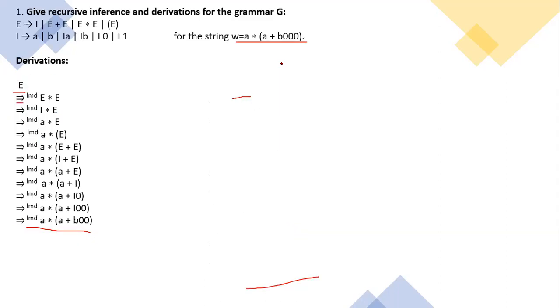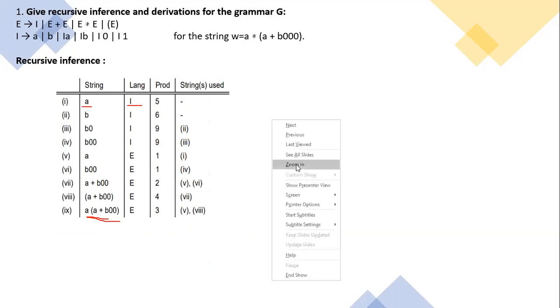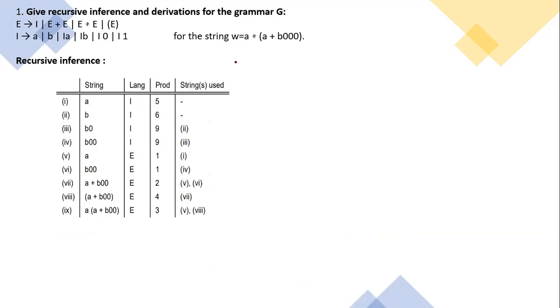Okay, fine. Now I come up with recursive inference here. That is the derivation top down, right? Here this is the bottom up. Here the same question, same production and same string. How to do what? They will ask, can you please give the derivation or recursive inference? If they are asking the recursive inference, you have to go with this way.